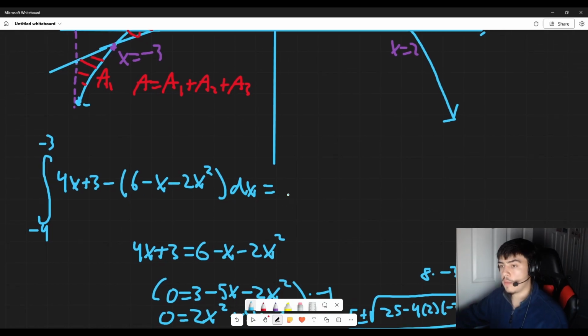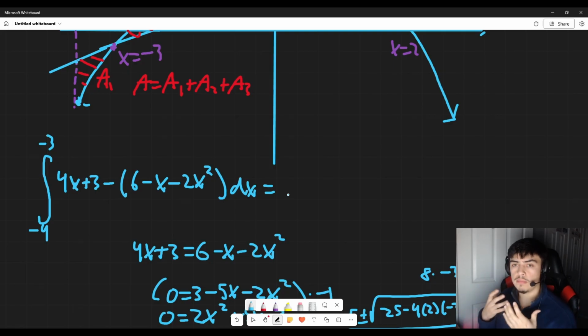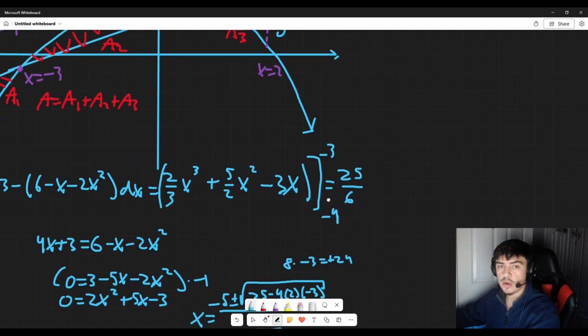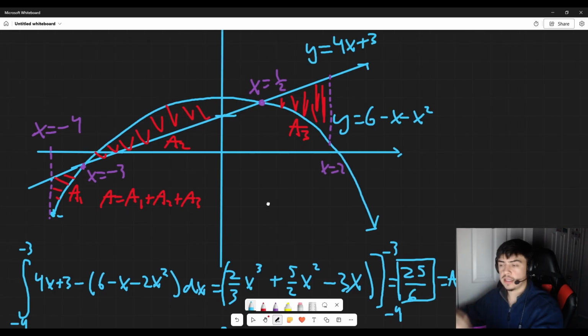And now I'm going to go ahead and just skip through this and come back with the answer. You guys can take your time to solve this, plug this into a calculator, however you like. I invite you to try this on your own to practice your integration skills. And so after computing that integral, we found out that the area is 25 over 6. And this was our A1, so we need to keep track of that. On to the next area.